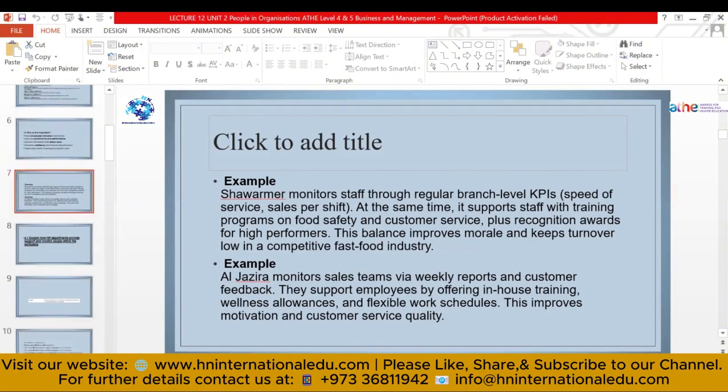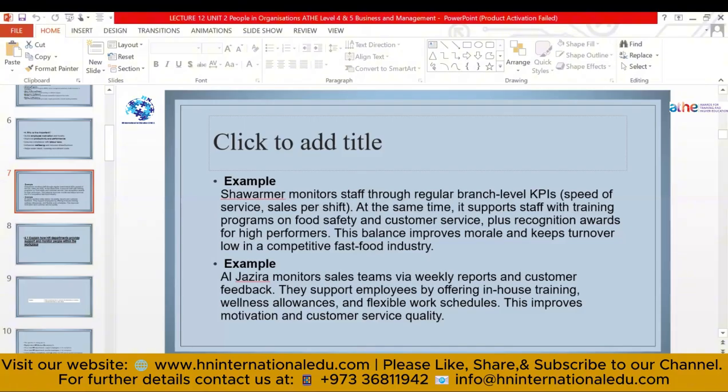For example, Shabamba House, I guess it was in Kese, monitors staff through regular branch-level KPIs, speed of service, and sales per shift. At the same time, it supports the staff with training programs on food safety and customer service, plus recognition awards for high performance. They want to cater to the consumers, and at the same time they are catering to their own selves as well, upgrading with the skills. This balance improves the morale and keeps the turnover low in the competitive fast food industry. We're able to be keen and work quite thrivingly, serving the consumers and getting the positive response.